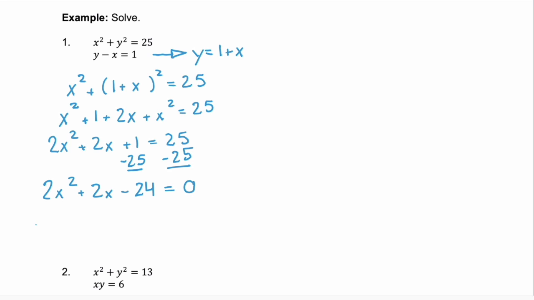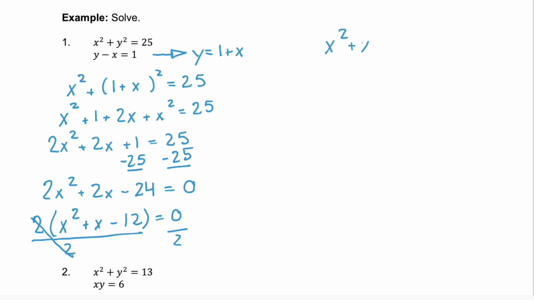Well, we definitely have a GCF of 2, so factor out the GCF of 2, and we have x squared plus x minus 12 equals 0. Now, if you divide both sides by that GCF of 2, notice that the 2 simplifies out on the left, so we have x squared plus x minus 12 on the left. And on the right, you have 0 divided by 2, and 0 divided by anything is 0.